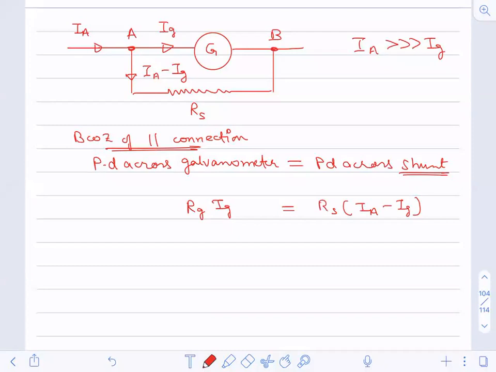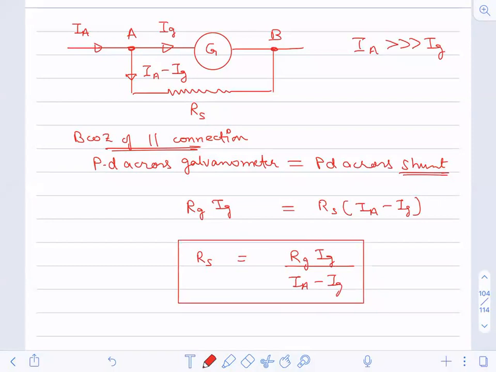Now you calculate the value of Rs from here. So Rs must be equal to Rg Ig divided by (Ia minus Ig). So this is the value. Okay. Do you understand it now? Yes. So this is the analysis. Okay, so let us do a problem on this, then you will understand in a better way.